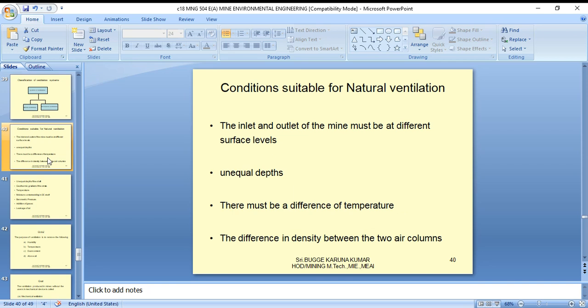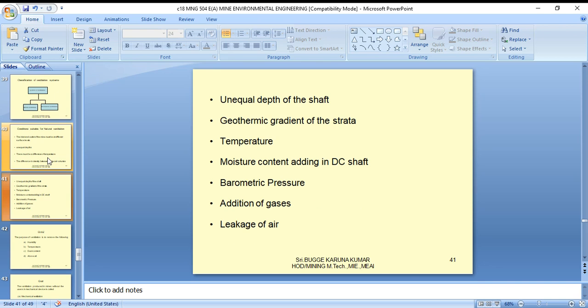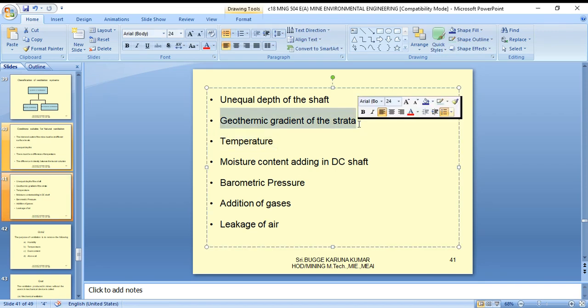Conditions suitable for natural ventilation: the inlet and outlet of the mine must be at different surface levels, with unequal depths. There must be a difference of temperature, and a difference in density between the two air columns. So, unequal depth of the shaft and the geothermal gradient are also important factors. The difference of surface topography and the geothermal gradient of the strata are the main influencing factors of the natural ventilation system.